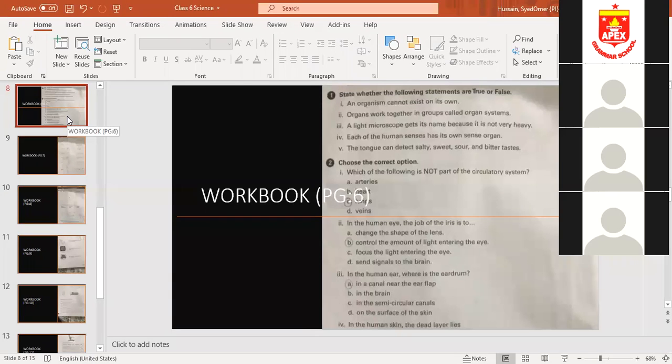Okay, second, organs work together in groups called organ systems. True. Third, a light microscope gets its name because it is not very heavy. False, because a light microscope gets its name because it shows us things through light. Each of the human senses has its own sense organ. True. Which page number? Page number is 6.